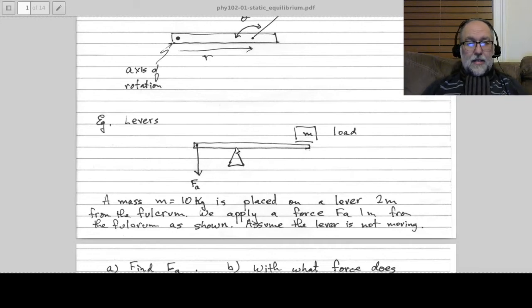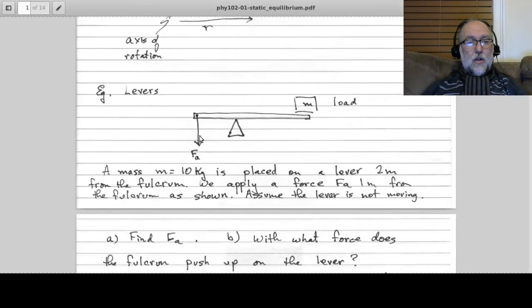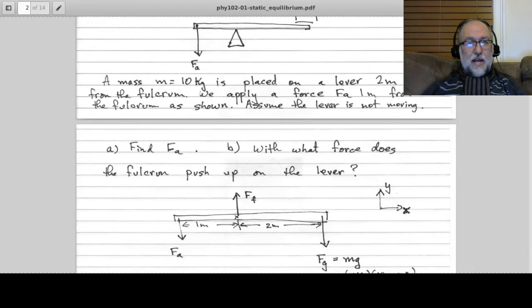The distance from that point to where we apply the force is 1 meter. So it's applied 1 meter from the fulcrum, and we assume that the lever is not moving. As soon as I say that, that's the criterion for statics. That tells you that this is a problem in statics. So there's our situation. What do I ask you to find? I say find the applied force, and with what force does the fulcrum push up on the lever?